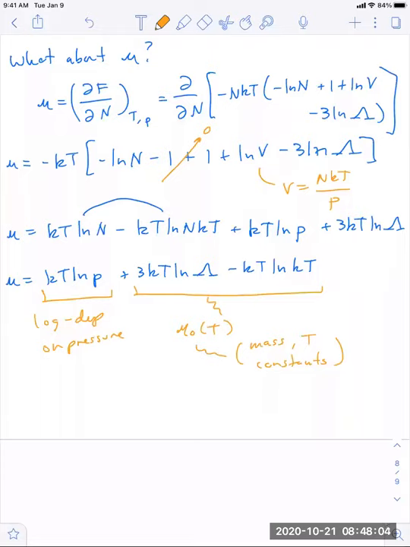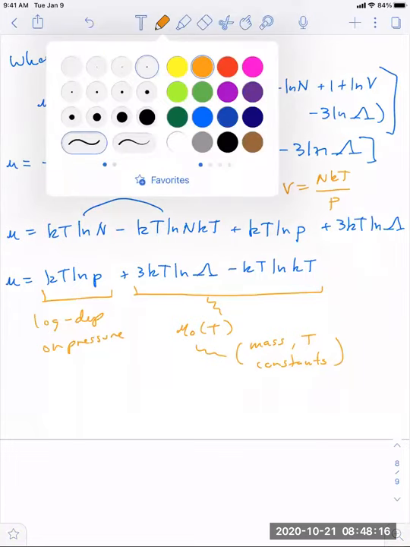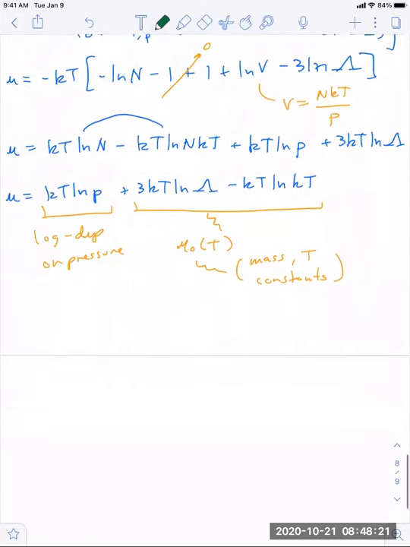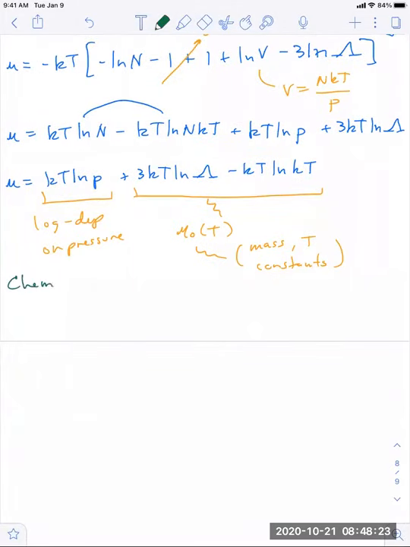So even though this is a pretty idealized system, we actually use this log dependence of the chemical potential on pressure when designing chemical reactions. So one system in particular that I worked on in my PhD is called chemical looping, or thermochemical water splitting.